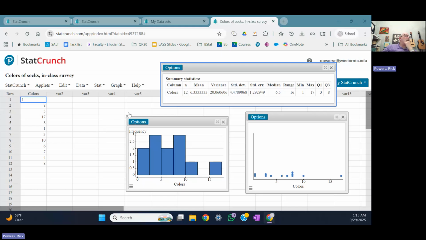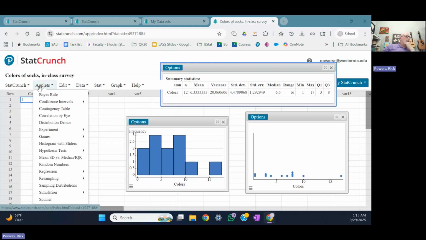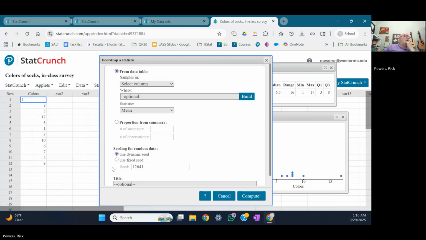Now, how does that work? Well, you go to applets, resampling, bootstrap a statistic. And then we pick, of course, the column, the colors, and we could filter the data, but we're not going to. And then we say we want to do the mean.